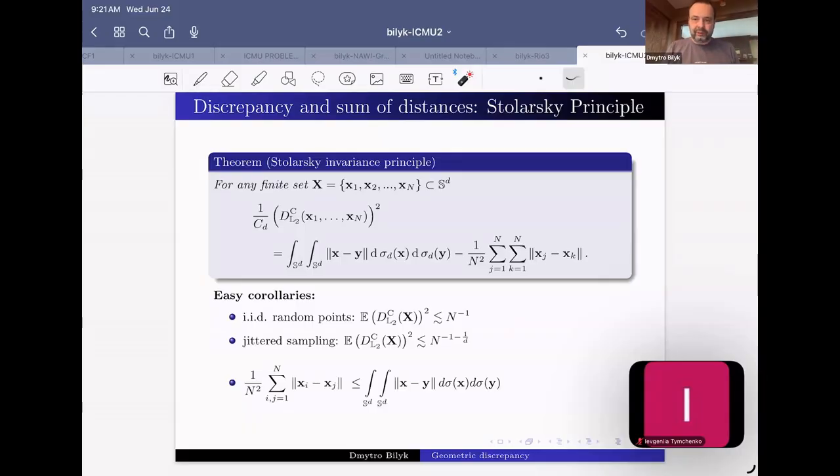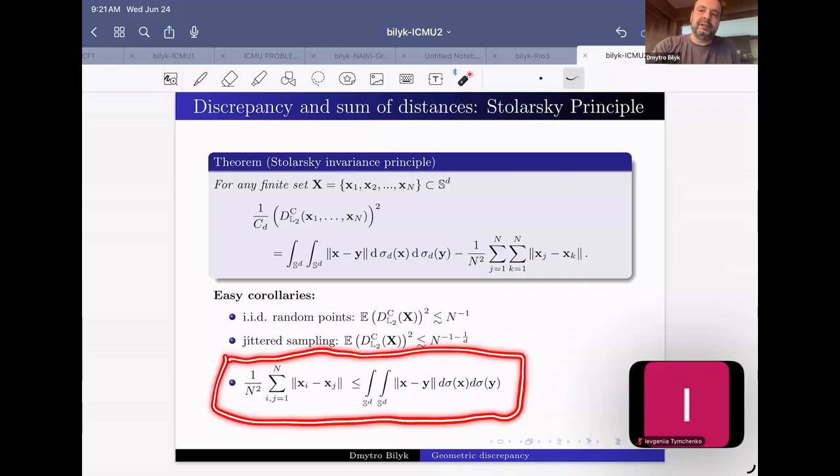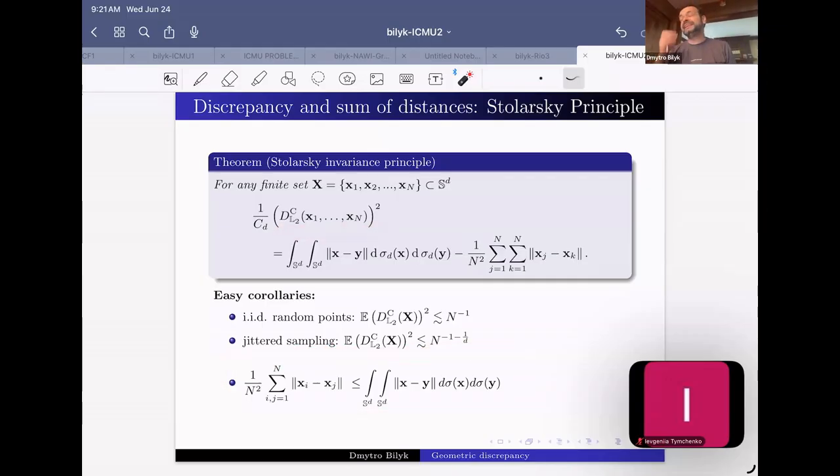There is an even simpler corollary from the Stolarsky principle. The previous ones you will prove in homework; that just requires several lines of proof. But this doesn't require any lines of proof. This is obvious. Discrepancy is a non-negative quantity, so you have this difference, and this tells you that this difference is non-negative, which tells you that the sum of distances is always smaller than the integral, no matter how many points you take. You expect that if the number of points is very, very large, this could approximate the integral very well, but it always approximates the integral from below. It's a fact that's not obvious at all.